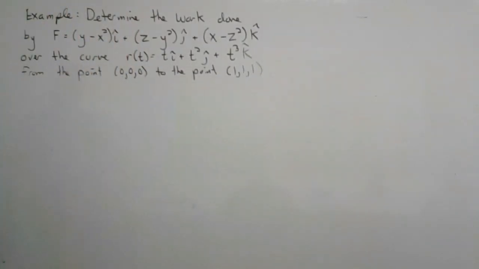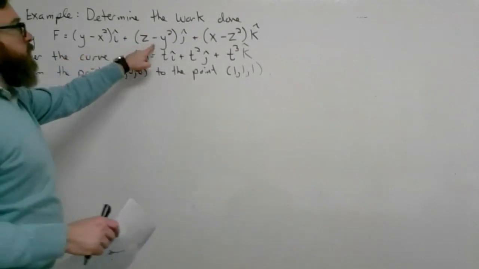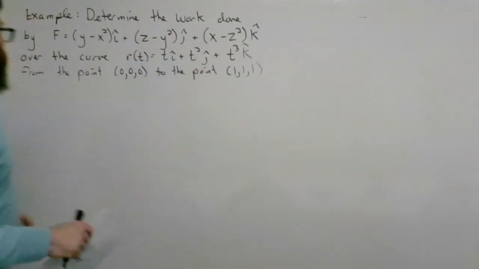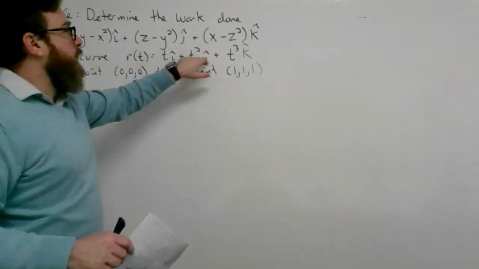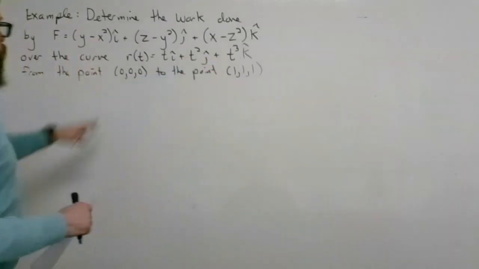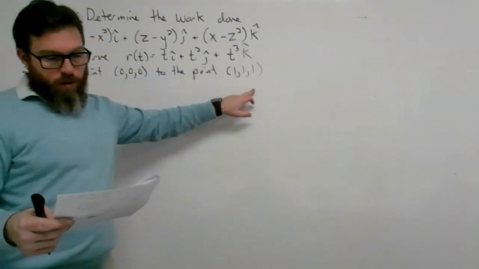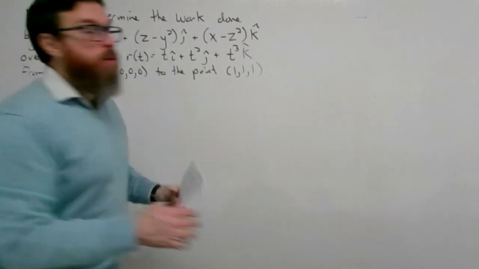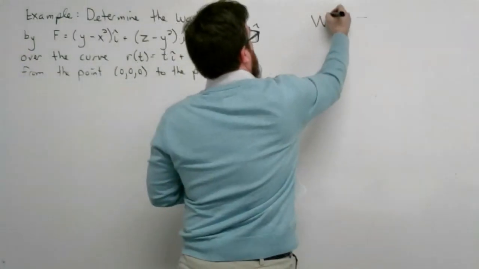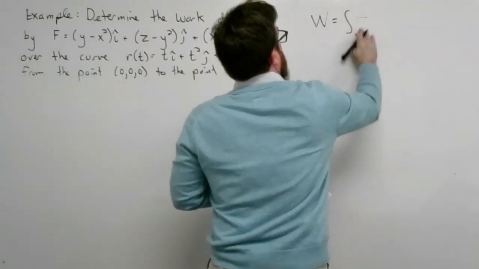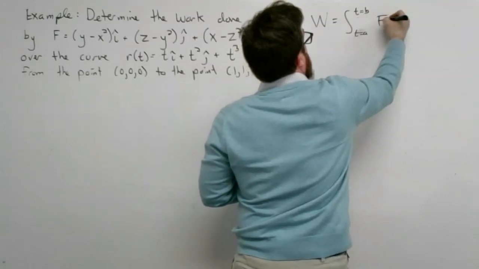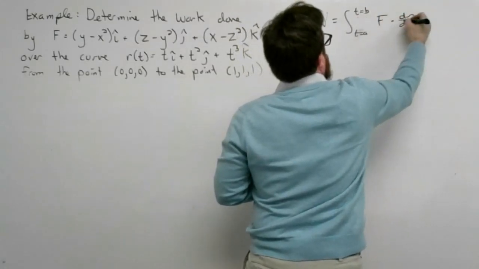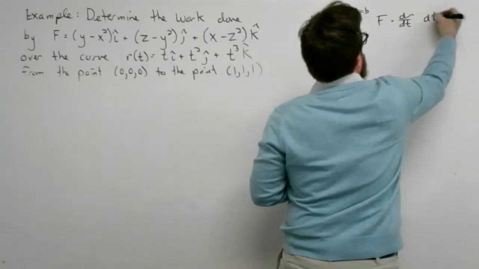Determine the work done by the field F = (y minus x squared) i plus (z minus y squared) j plus (x minus z squared) k over the curve r of t equals t i plus t squared j plus t cubed k, from the point 0, 0, 0 to the point 1, 1, 1. Now note that we want to figure out the work done. It's going to be this formula: work is the integral from t equals a to t equals b of F dot dr/dt with respect to t.